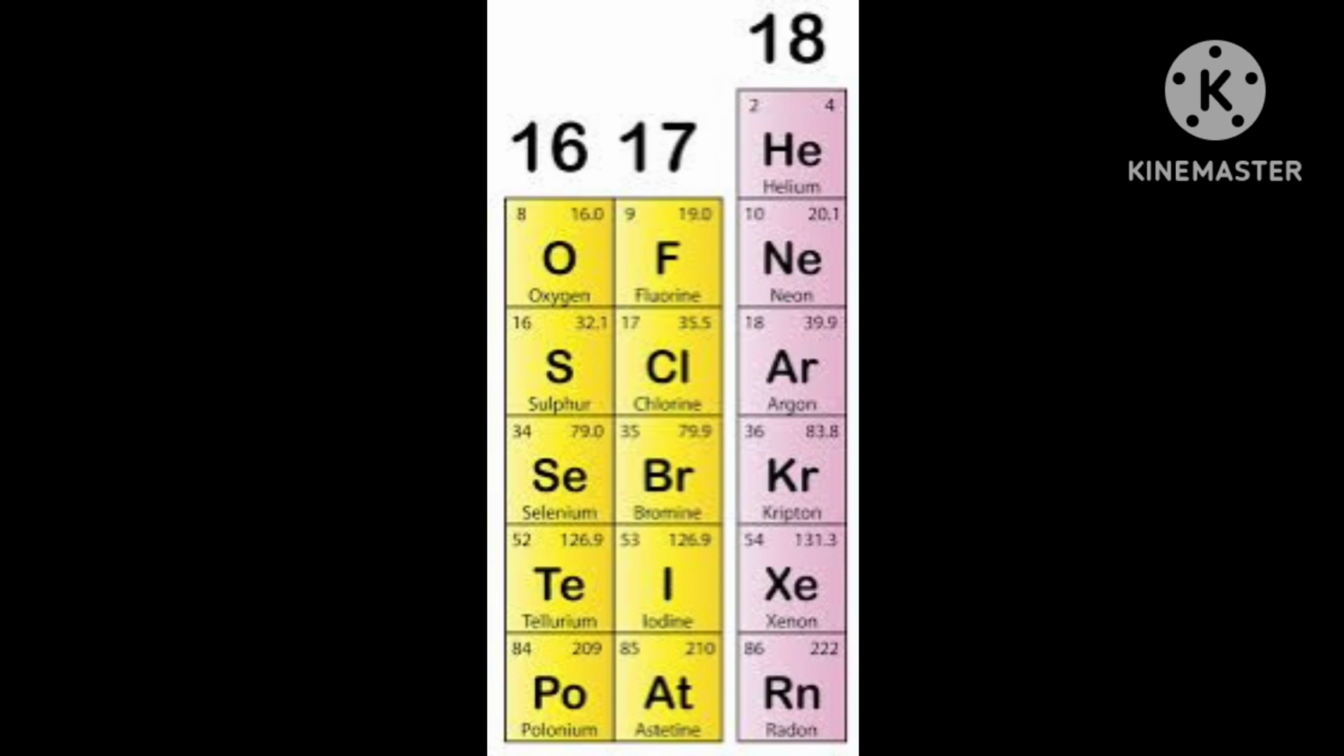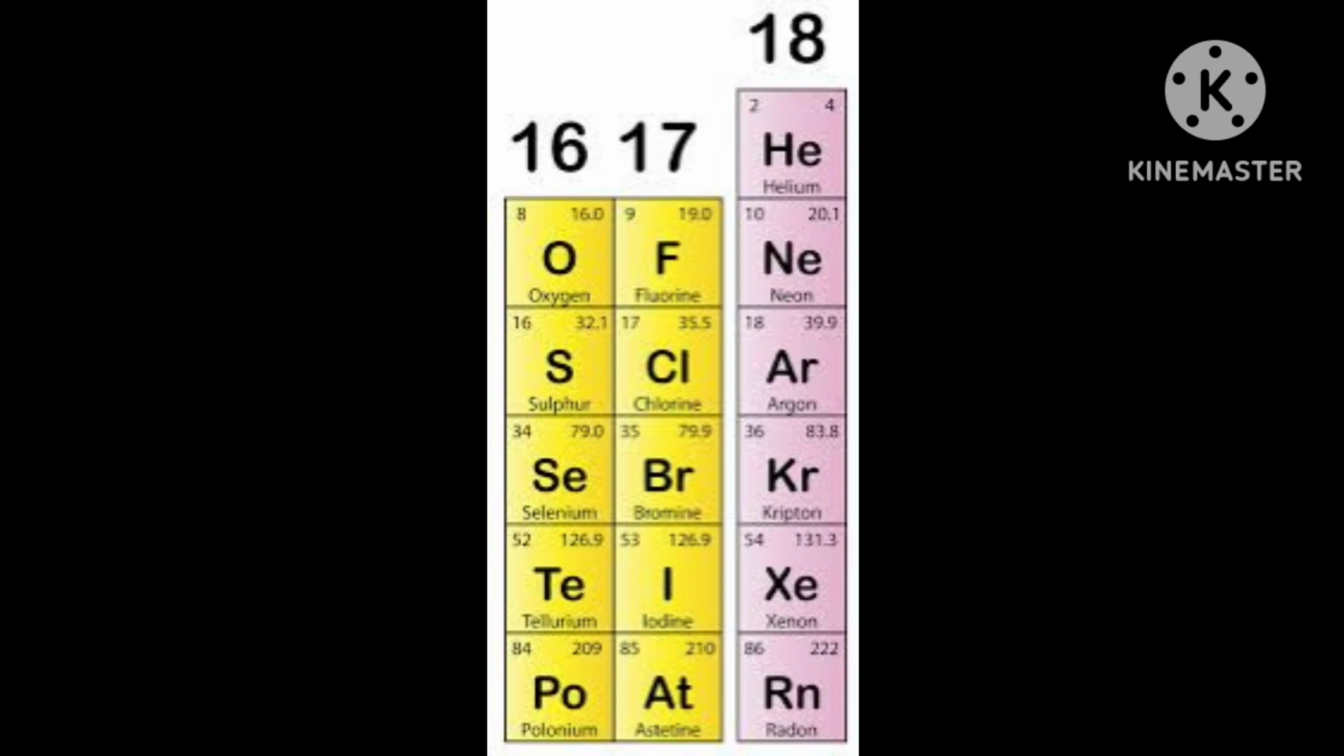Electronic configuration. You know that the last orbit is completely filled. For helium, 1s², only 2. Its capacity is only 2, and it is filled. For neon, atomic number 10, it is 1s² and after that 2s² 2p⁶, fully filled. All noble gases have the last orbit completely filled, meaning 8 electrons, except helium. Helium has only 2.